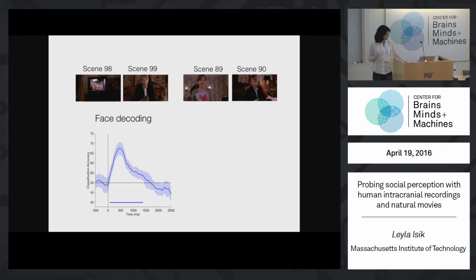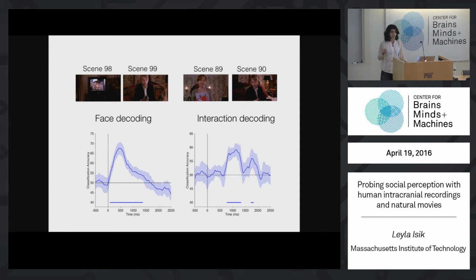So the first thing we tried to do was see if we could decode the presence or absence of a face. And you can, in fact, do this, and it happens quite early. So beginning around 100 milliseconds, we can tell whether or not the person was viewing a face during the movie. And we can compare this to the question of social interaction. So for example, scene 99 versus scene 90 have very similar visual content, but very different social content. And you can see that, again, we can decode the presence or absence of an interaction, but it happens quite a bit later. It seems to take several hundred milliseconds longer than just detecting a face.